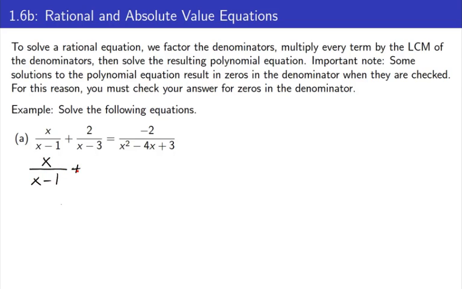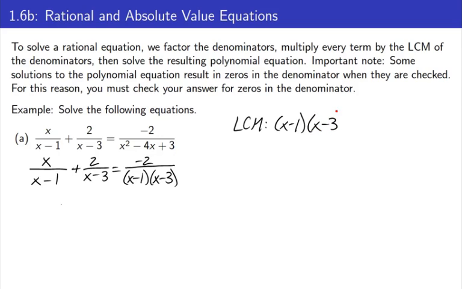So in my first example, the left side doesn't have anything that can factor, but the right side does. This is x minus 1 times x minus 3. Hey, we're in luck. These factors are the same as the things on the left side. If we were to calculate that LCM, the LCM would be x minus 1 times x minus 3.